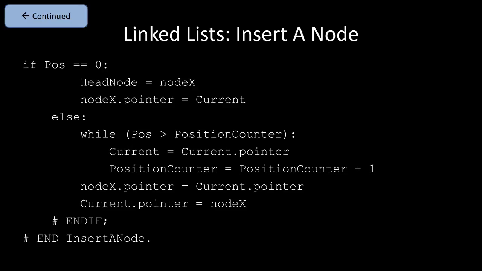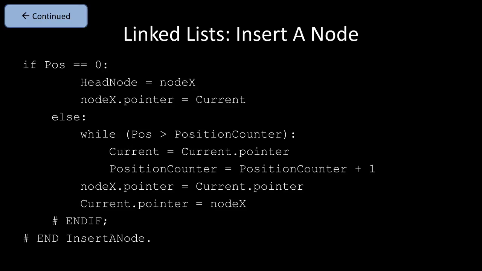Otherwise, what we do is we keep looping and keep visiting each value on the list until we've reached the position we're looking for. And we visit each element by saying current gets current.pointer as usual, but we need to increment the position counter as well. Then when we end that loop, wherever we stop, then we say the new node we've created, which is called node x, now is pointing to whatever current is pointing to, the next value, and the current pointer now points to the new node.